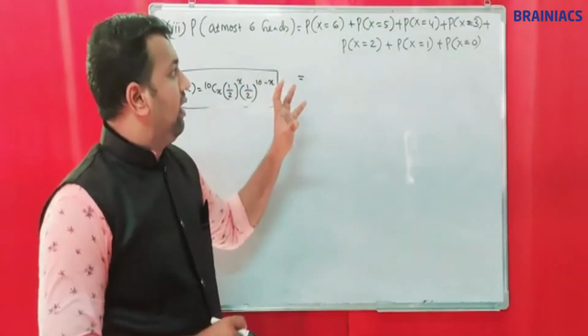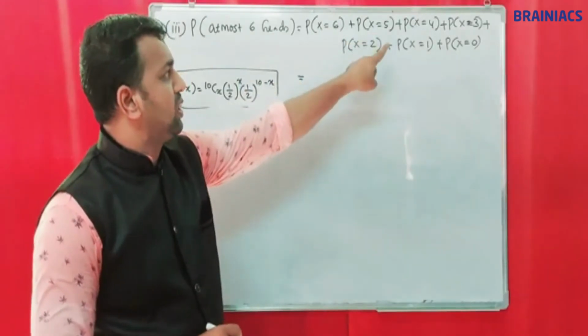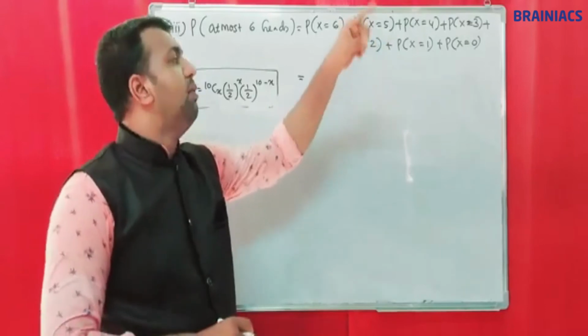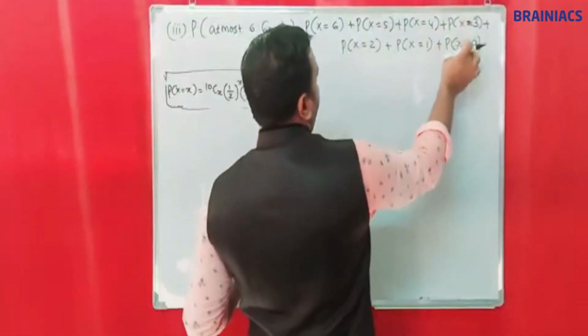by P of x is equal to 6, P of x is equal to 5, P of x is equal to 4, P of x is equal to 3, P of x is equal to 2, P of x is equal to 1, P of x is equal to 0. How many values are there? 1, 2, 3, 4, 5, 6, 7.